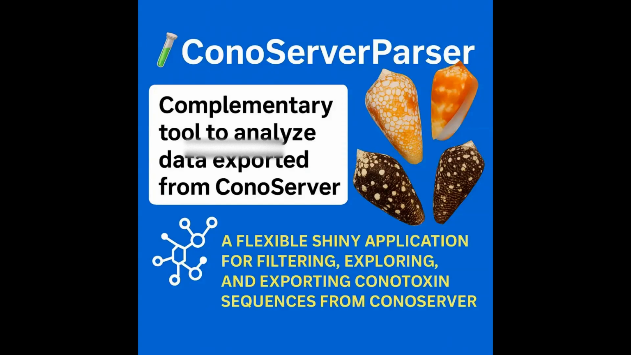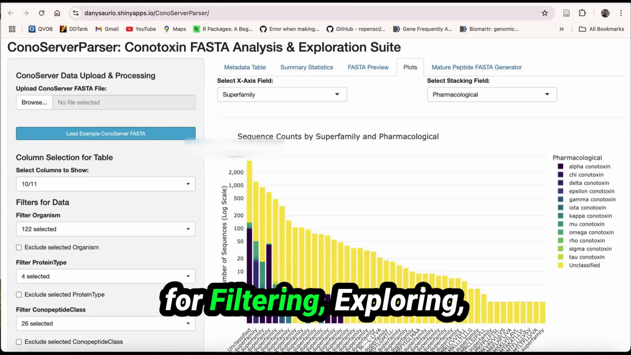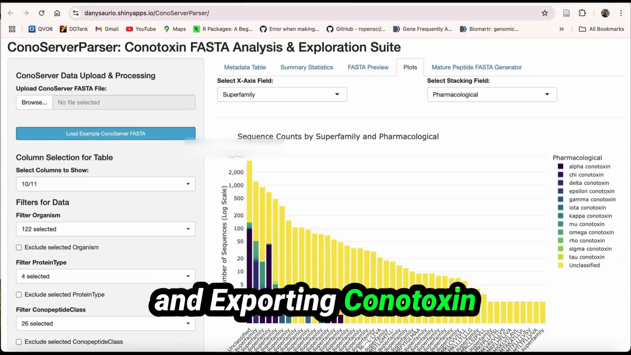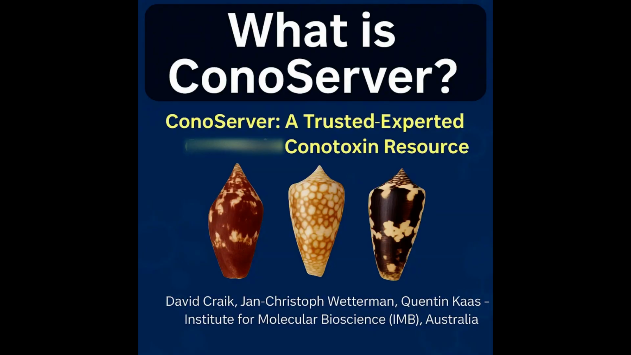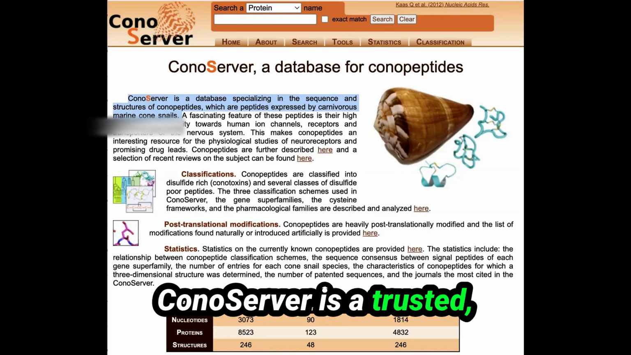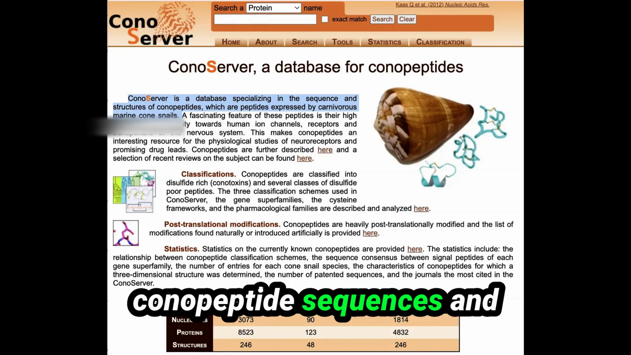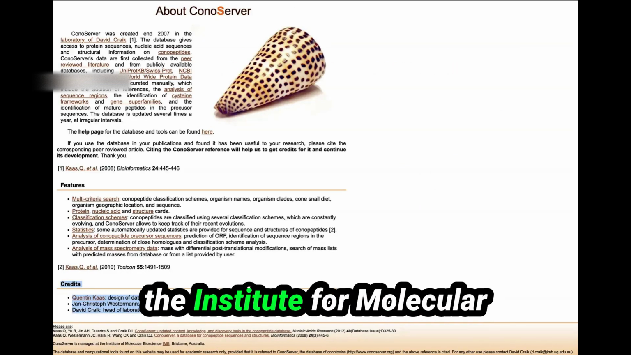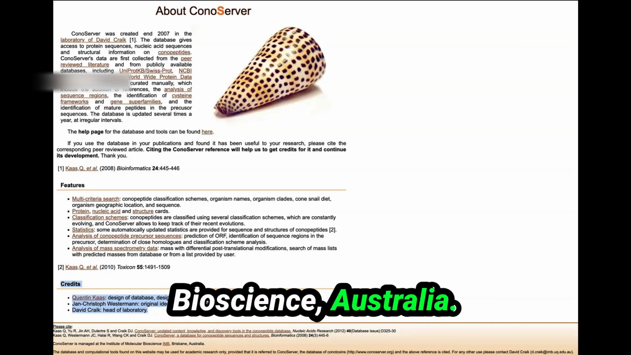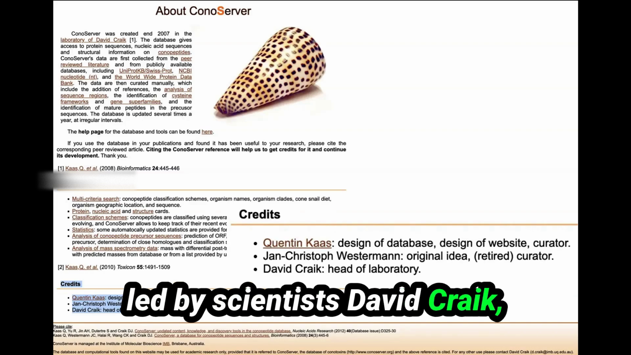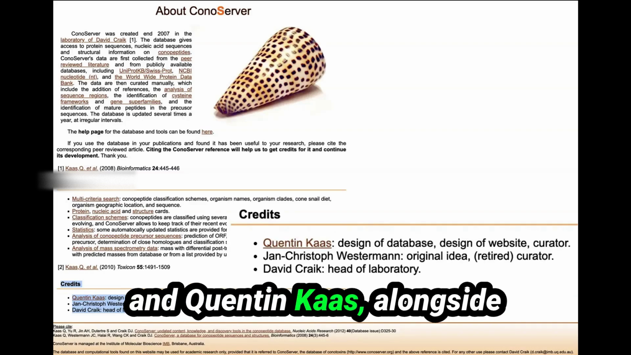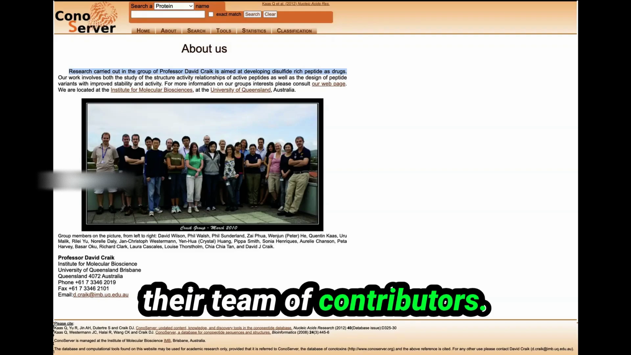Hi, today we are going to present our new shiny application, ConoServerParser, which is a complementary tool for filtering, exploring, and exporting Conotoxin sequences from ConoServer. So, what is ConoServer? ConoServer is a trusted, expert-curated database of conopeptide sequences and structures maintained by the Institute for Molecular Bioscience, Australia. It was created in 2007 and is led by scientists David Craik, Jan-Christoph Westermann, and Quentin Kaas, alongside their team of contributors.